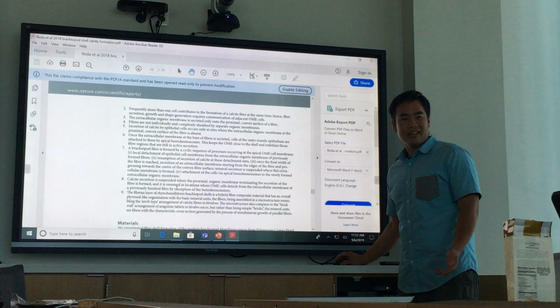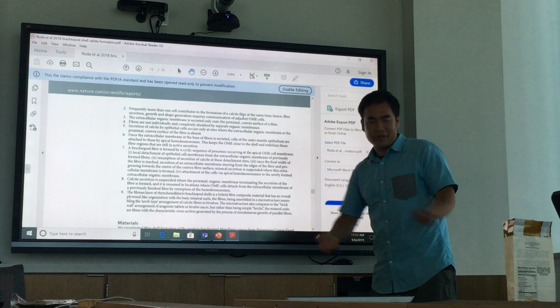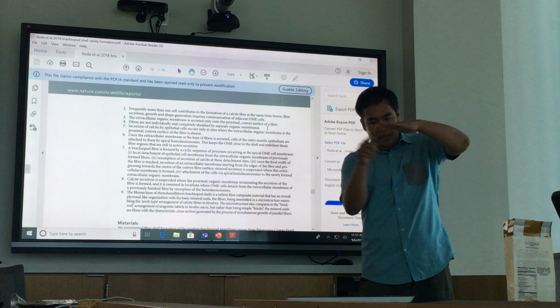Okay, number two. More than one cell contributes to the formation of calcite fiber. Yes, we saw that in the last image. Or, I mean, what they drew themselves, but yeah, we saw it. Extracellular organic membrane is secreted only onto the proximal convex surface of a fiber. That's the last one, right? So it starts at the top and they just secrete from the bottom. And the bottom is always, they don't secrete this way or up.